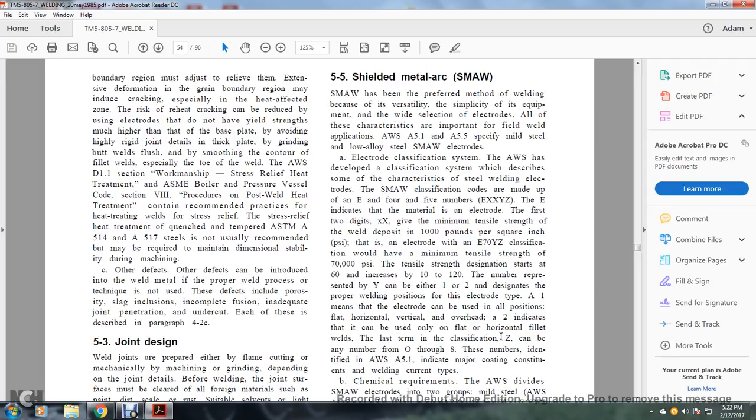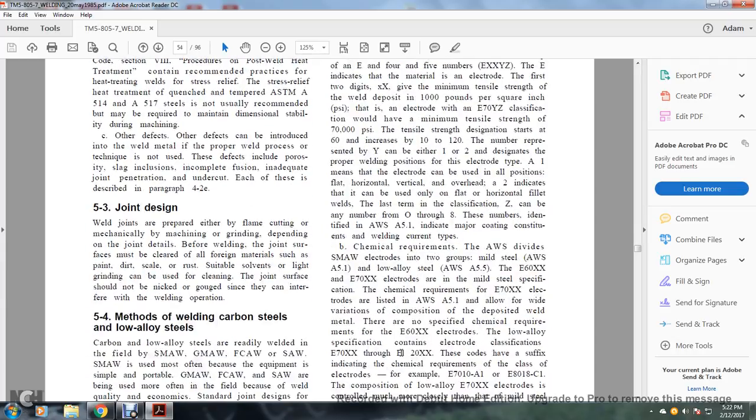Finally, the last digit of the classification, Z, can be any number from 0 through 8. The numbers identified by the American Welding Society indicate the coating type and the welding current types.